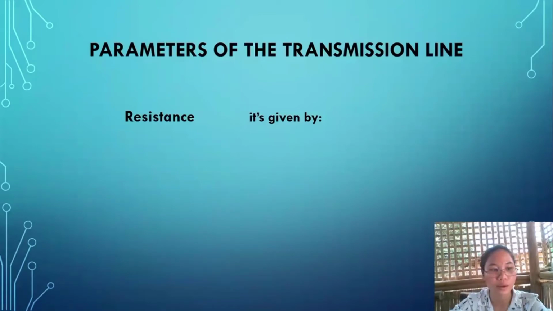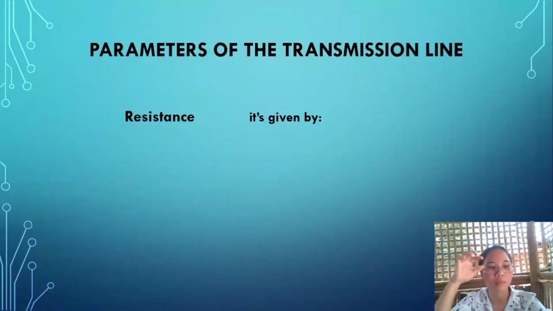Next are the parameters of transmission lines. There are four parameters: the resistance, the capacitance, the inductance, and the conductance. First I am going to discuss the resistance.